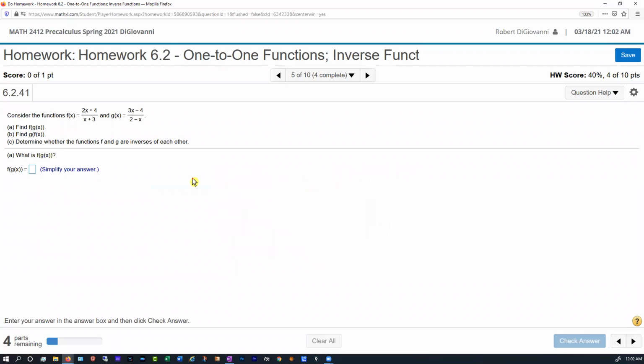All right, so same sort of thing. Let's try this. This is going to be a little harder. All right, so let's start with f of g of x.